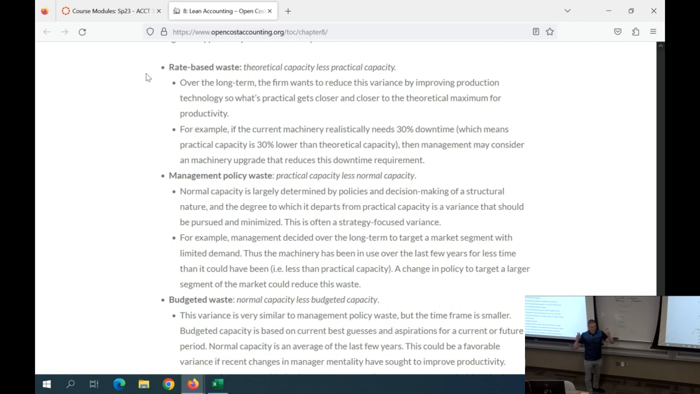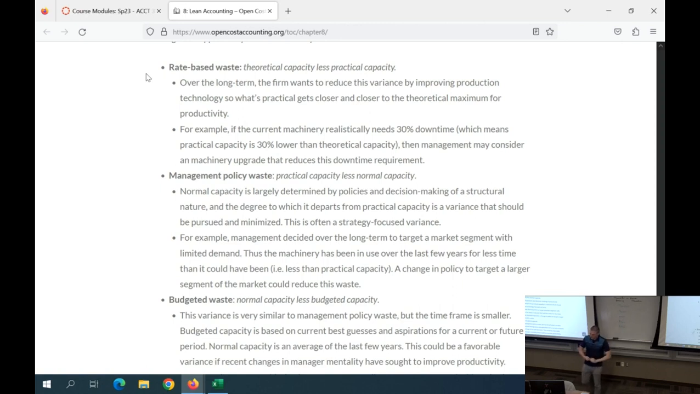We're going to call them all waste because that's what they always do in Lean. They call everything waste. And in a way, it is. But we'll come back to that in a second. Next is management policy waste, and that bridges the theoretical capacities to the empirical capacities. So management policy waste, with the idea being that if we optimize management policies, we could get our normal capacity as close as possible. We could narrow the gap between the practical capacity and the normal capacity.